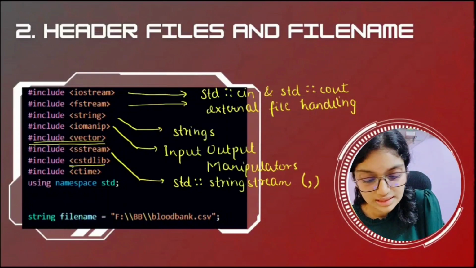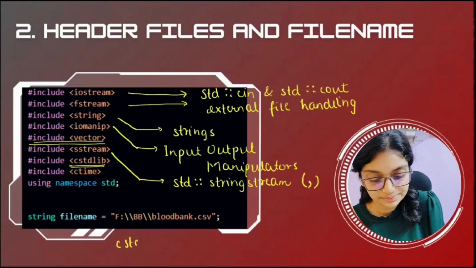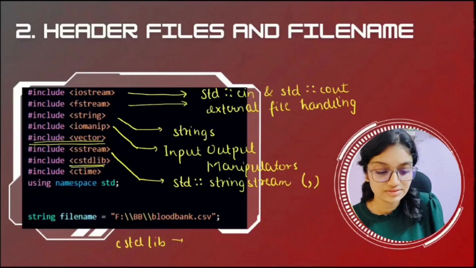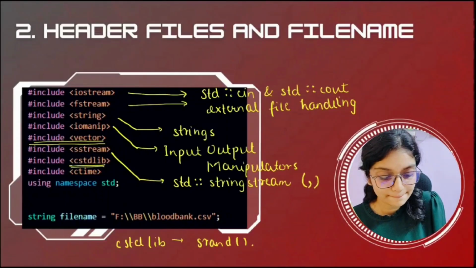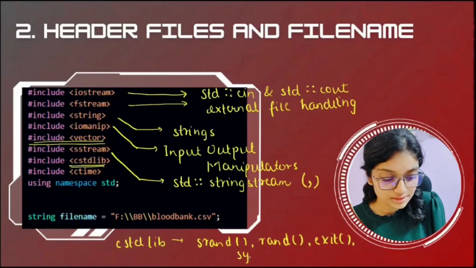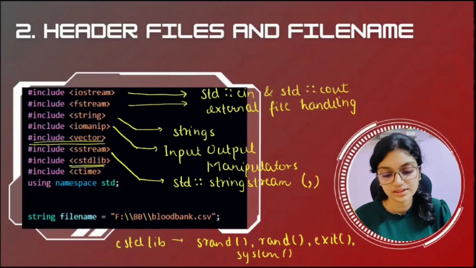And C standard library, cstdlib, gives a number of general functions. I will write it here. This gives a number of functions such as srand, rand, exit, and system. So in this program, we have used srand, system, and exit. So system will mainly help us in auto opening the CSV file after it has been updated.